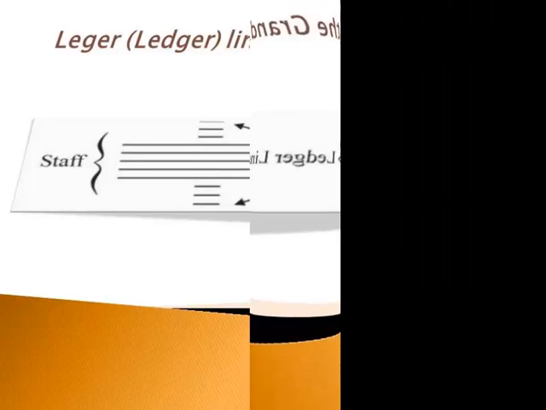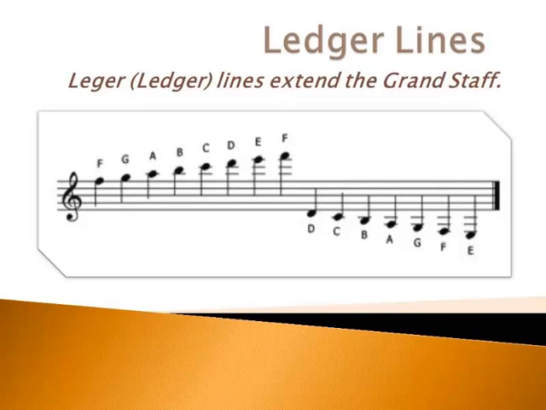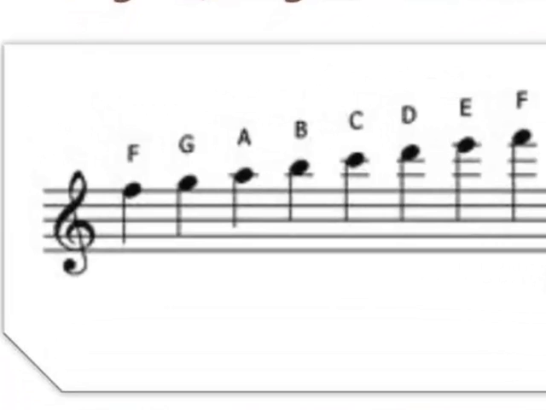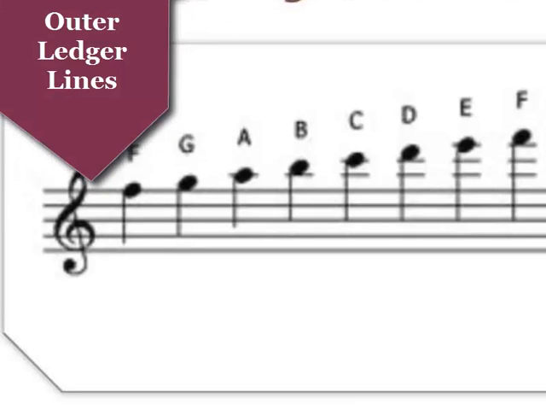Here we have ledger lines in the treble clef. Do you see the first set of ledger lines are going higher? Those are called outer ledger lines because they're going outside of the grand staff and much higher. When you write ledger lines, you only need to write as many lines as you need. So when you look at G, do you see that there's no line above it? You don't need anything else there.